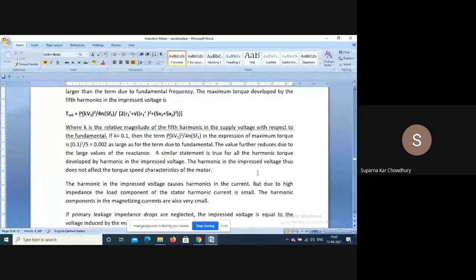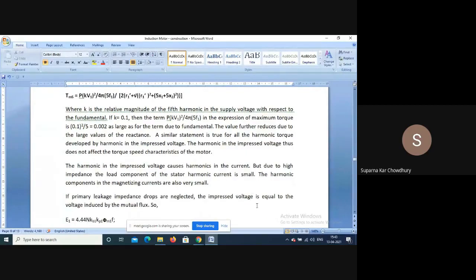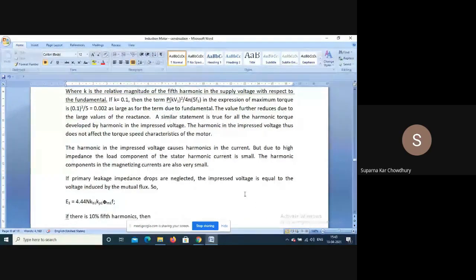So normally the harmonic torque does not affect the speed torque characteristic. So normally the torque expression that we derive, we derive based on the fundamental only. However, the harmonics in the impressed voltage will cause harmonics in the current. But due to high impedance, the load component of the stator harmonic current will also be small. The harmonic current component in the magnetizing current is also small.